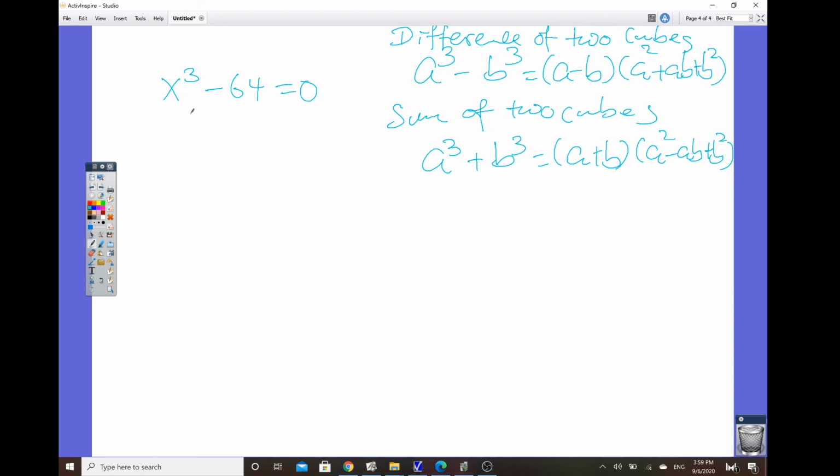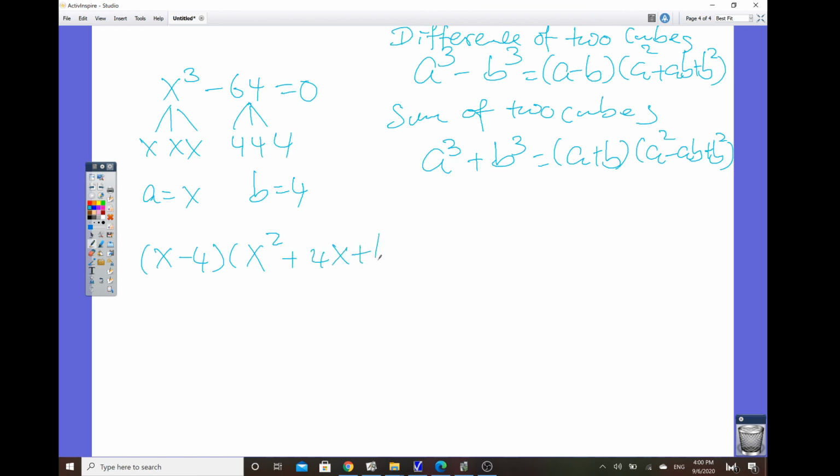So for this one, you try to break it apart. So we do have x cubed, and then 64, we do have 4 times 4 times 4. So a is x, and then b is 4. Using the pattern here, we do have a minus b, so it's x minus 4, times the quantity a squared, which is x squared, plus ab, so 4 times x, 4x, and then plus b squared, plus 16.